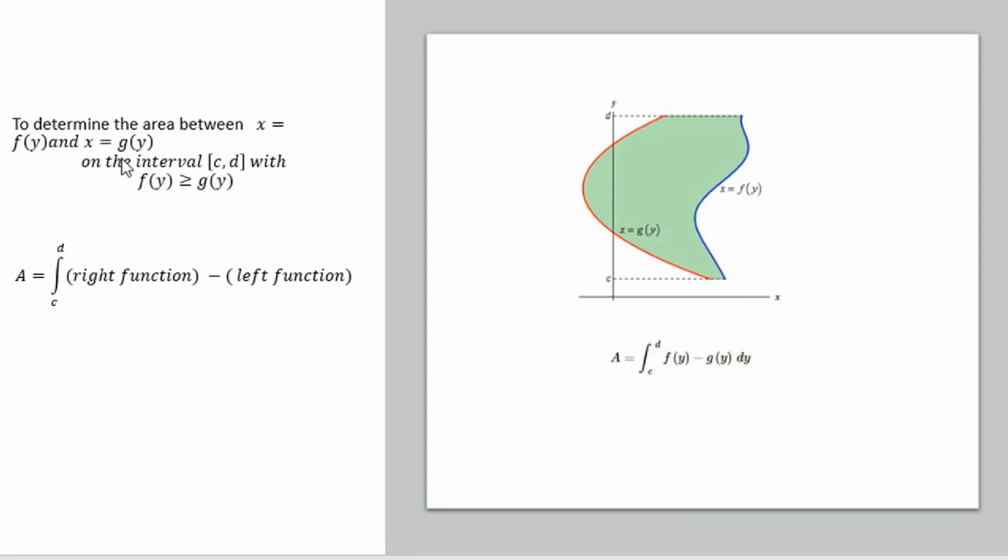And also, to determine the area between x equals f of y and x equals g of y on the interval c, d, with f of y greater than or equal to g of y. Based on the graph, the area is equal to the integral of the right function minus the left function from c to d. Or I could write the formula as the area is equal to the integral of f of y minus g of y dy evaluated from c to d.